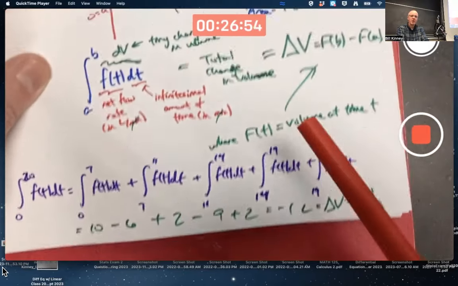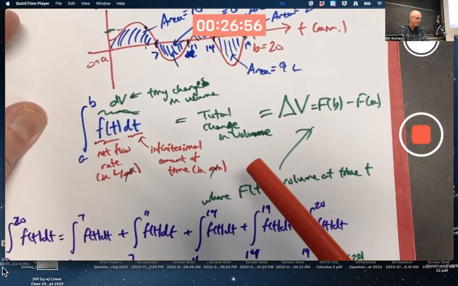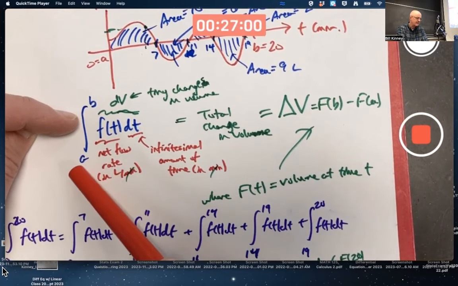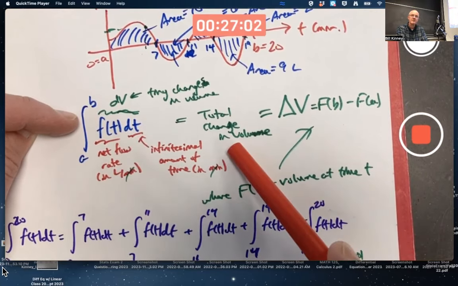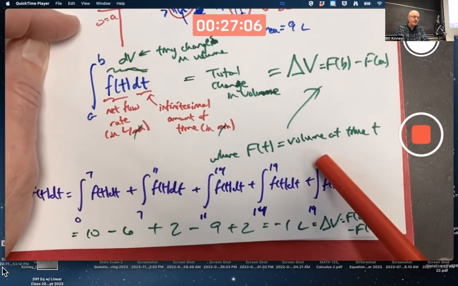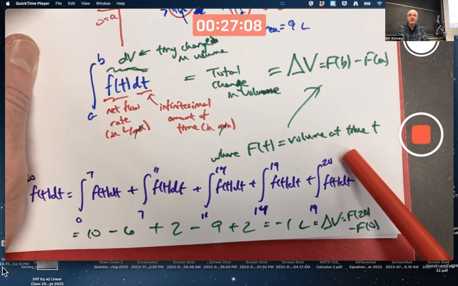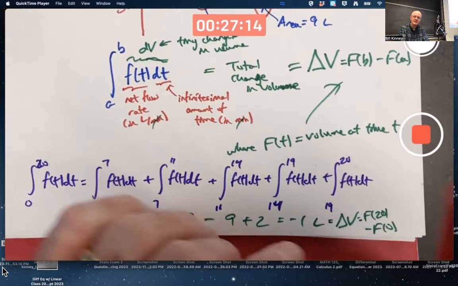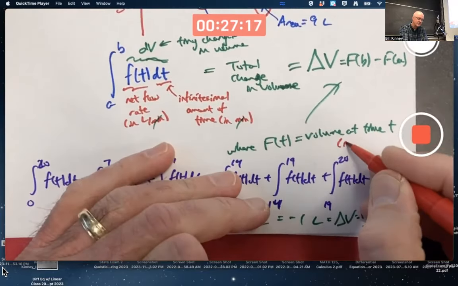But perhaps most important is to realize that this is the way you want to think of it. It's like I'm adding up the tiny volumes to get the total change in volume. And yes, you can think of that as a difference of capital F, where capital F, the volume at time t, is an antiderivative of little f. I haven't mentioned that. That's important. Capital F of t is the volume at time t in liters.